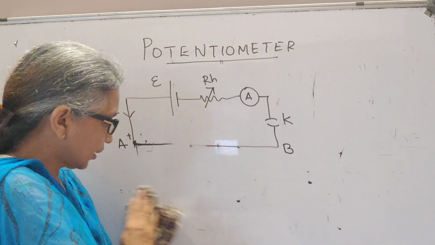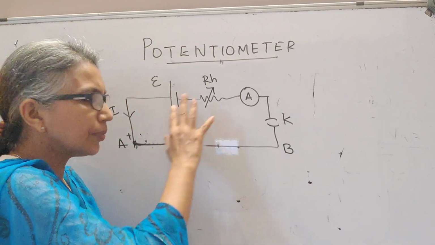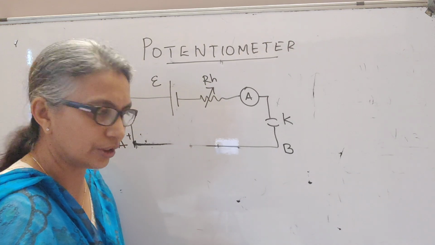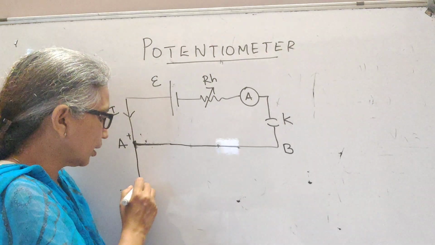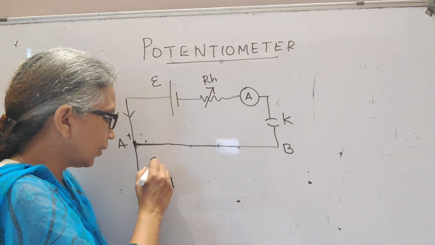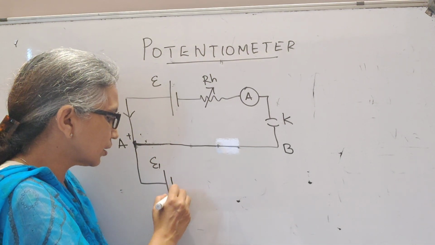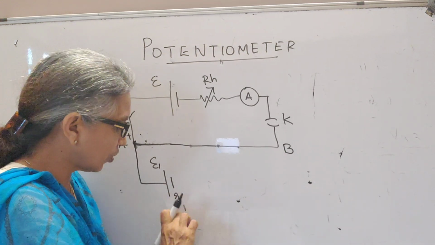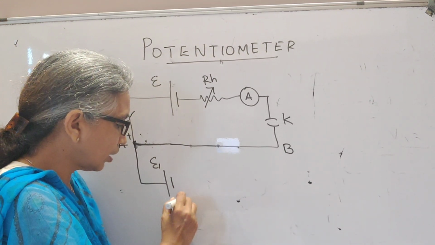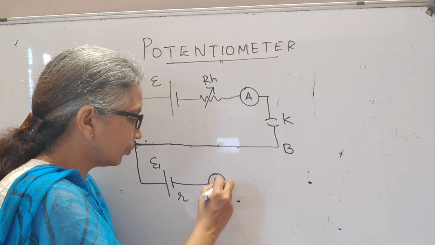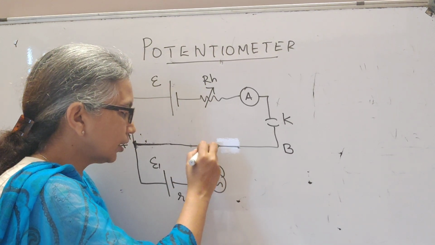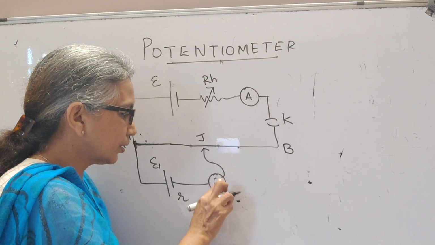Okay, so if you have to find the internal resistance of a given cell, again I repeat, the primary circuit is always the same, there is no change. In the secondary circuit, I connect the cell E1 whose internal resistance, let me call it simply R, I am supposed to find out. Then I connect this to the galvanometer and this I will connect to the jockey. Okay, this is the galvanometer.